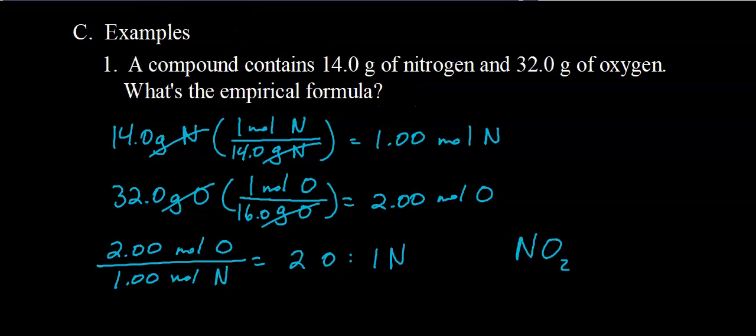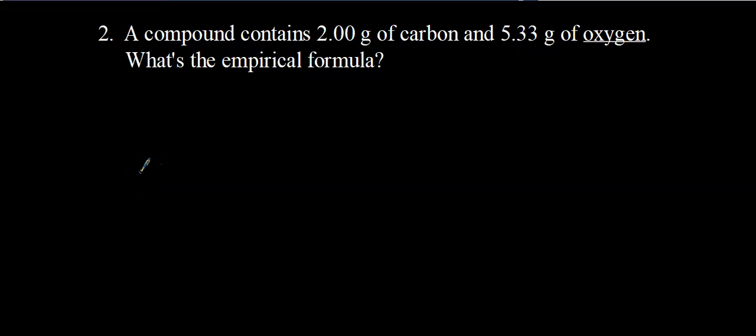All right, I'll let you try one. Same process. Says a compound contains 2.00 grams of carbon and 5.33 grams of oxygen. What is the empirical formula of this compound? So set it up the same way that I did the previous one. Take the mass of each of those elements and convert to moles. Divide the bigger number of moles by the smaller number of moles to get your mole ratio. And lastly, your mole ratio becomes the subscripts in your empirical formula. All right, go ahead and pause the video and work that out.